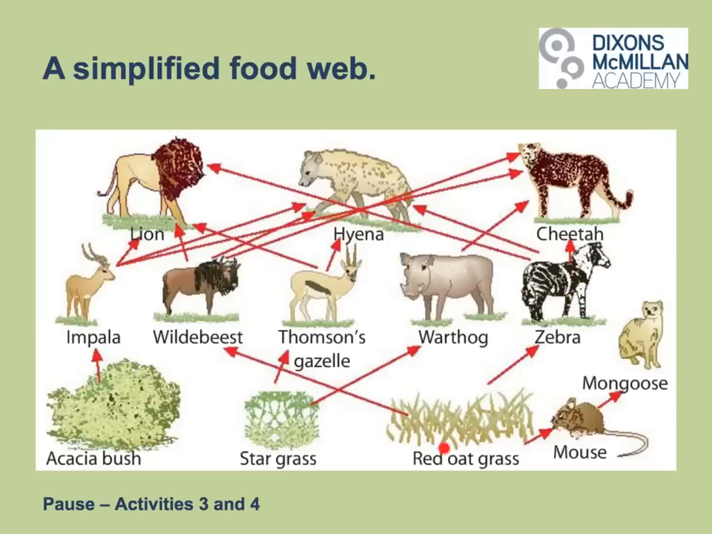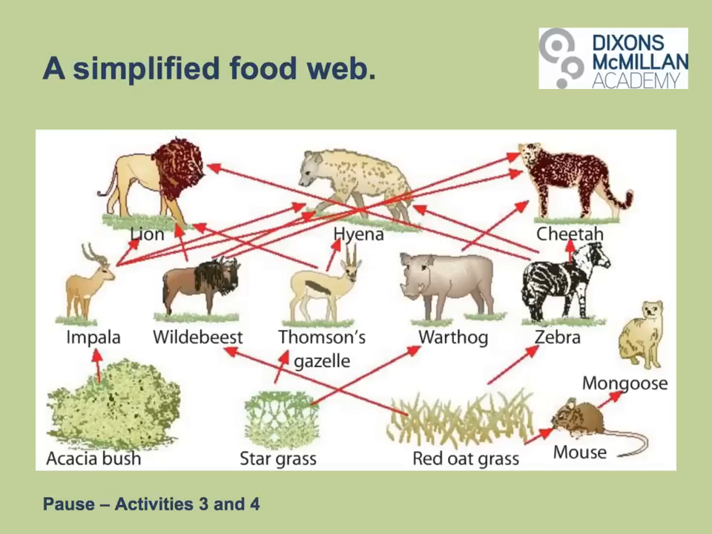Now you notice again the arrows show the direction that the energy is travelling. So the energy goes from the grass into the zebra into the cheetah. So a food web is just a more complicated mix of lots of food chains. So what I'd like you to do is to pause and have a go at activities 3 and 4. Now you may want to wait until the end of the whole video, but from here you should be able to create your various food chains as you look through that.